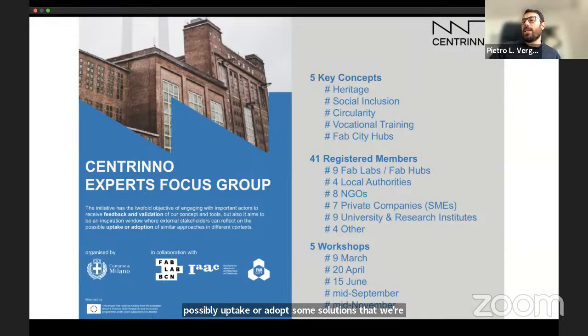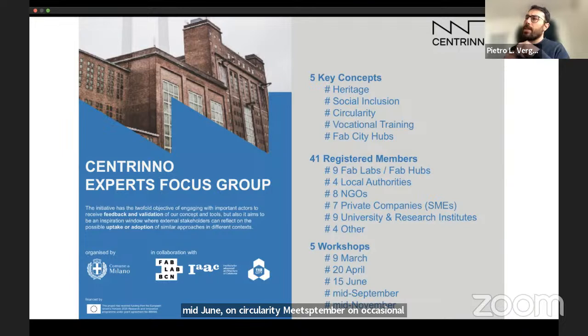So the next step: the first workshop of the focus group will be on heritage on the 9th of March, so in a few weeks. And then we're going to focus on social inclusion on the 20th of April, then in mid-June on circularity, mid-September on vocational training, and in mid-November on the Fab City Hubs.